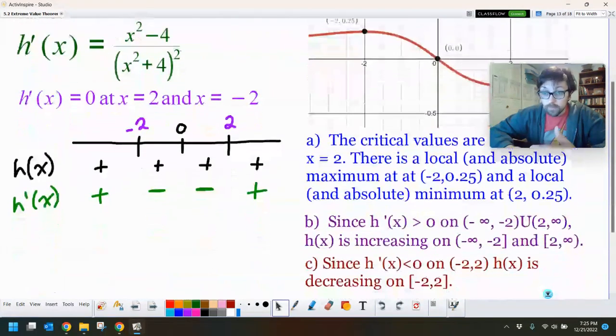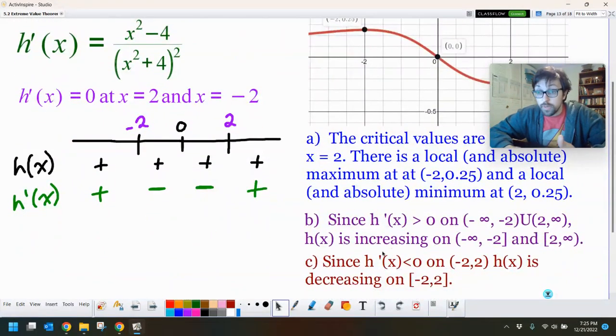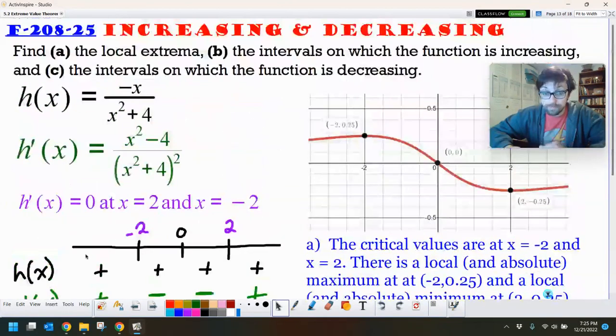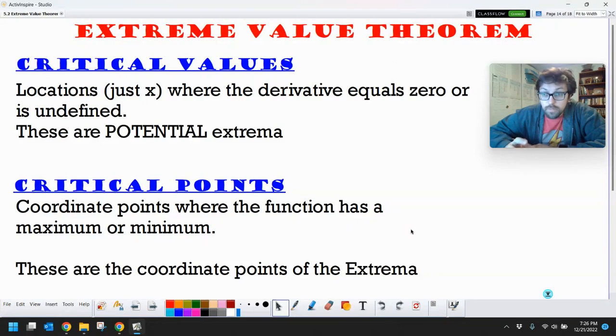So this just plays into this idea of what's going on with a function either increasing or decreasing. One vocabulary term that can be a little bit confusing is this idea of critical value and critical point. A critical value is a potential extrema. It's not a guaranteed extrema. It just has potential to be an extrema, and we want to check it to see what is going on.